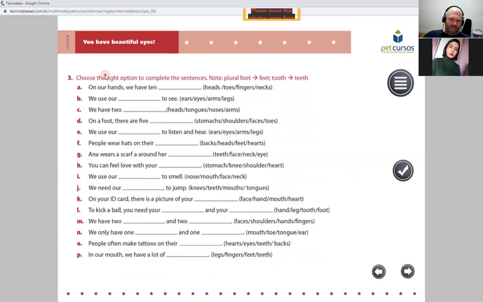Activity 3. Can you read the instructions? Choose the right option to complete the sentence. Plural food, feet. We had talked about this. Aqui, só uma palavrinha, Natalie, please. Option. Yeah, read again. Okay, you have to complete the sentences. You have alternatives. So you can just choose one of them, and write here. Vou dar um tempinho para você fazer. I'll give you time to do it. When you finish, let me know.